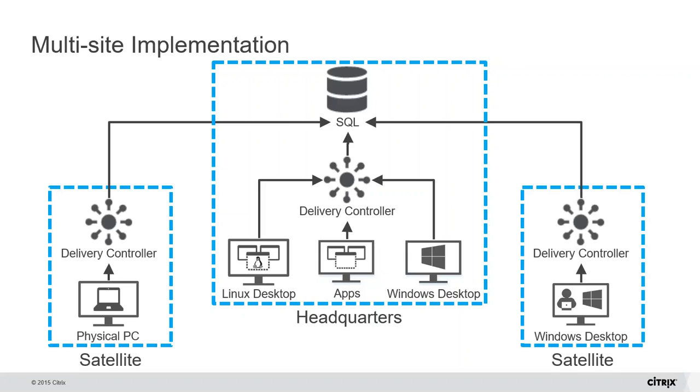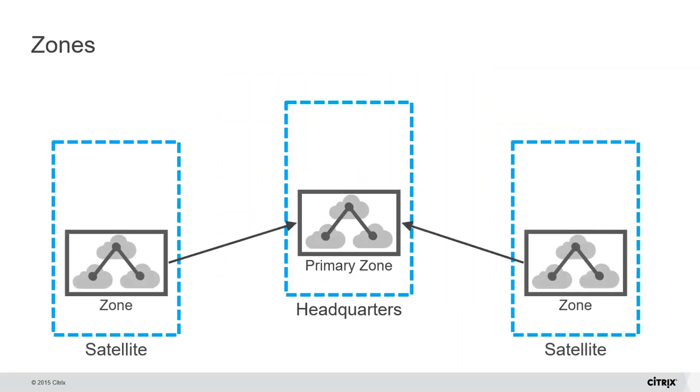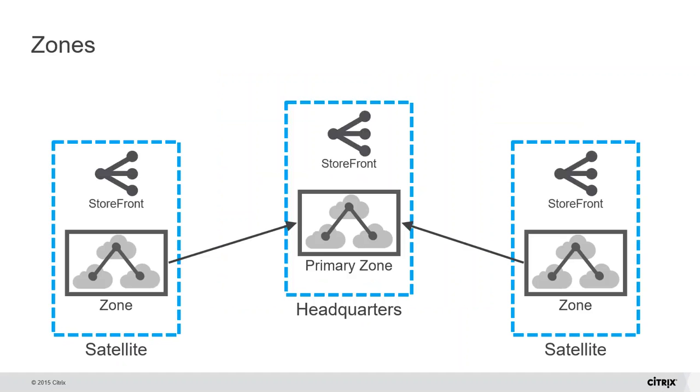The architecture is very similar, except the delivery controllers at your satellite sites will talk to the SQL database at your primary site at headquarters. And there have been some optimizations done to help improve how much data has to go across between the delivery controllers and the SQL databases. And based on this, we get zones back. We now have zones within the FMA architecture, the 7.x, XenApp 7.7, XenDesktop 7.7, and beyond. So you define these different zones based on your sites.